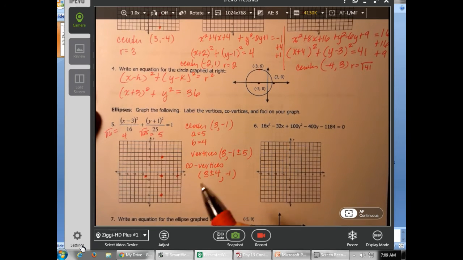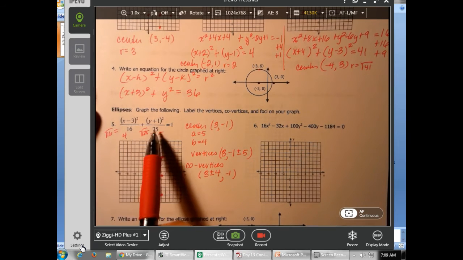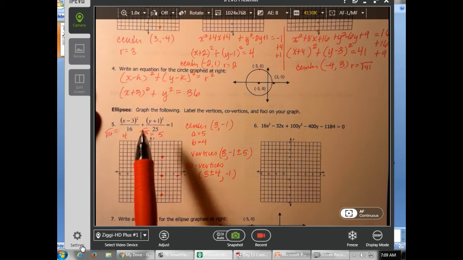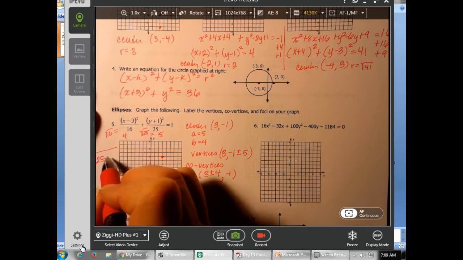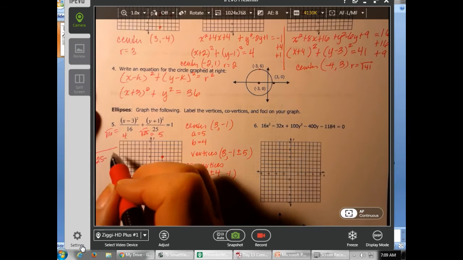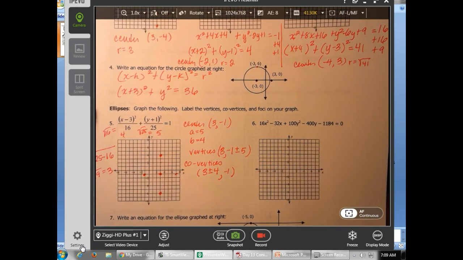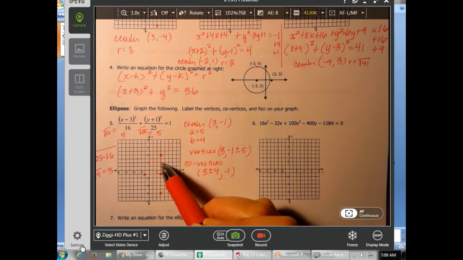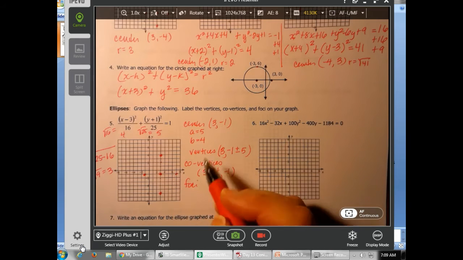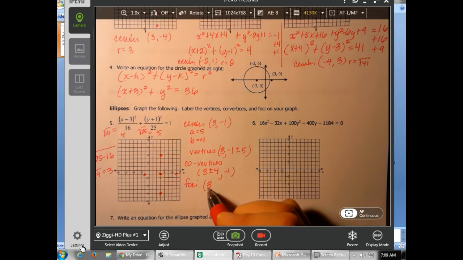Now, the foci. I need my c. So c is going to be the square root of the difference between these two. So it's going to be the square root of 25 minus 16, which of course is going to be the square root of 9, which is 3. Now, the foci lie on the major axis, which means I've got to go up 3 and down 3. So I'm just going to start with my center again. I'm not adding to the x, I'm adding to the y. So I'm going to do -1 plus and minus 3.